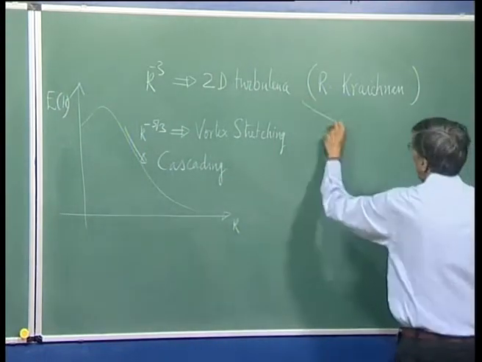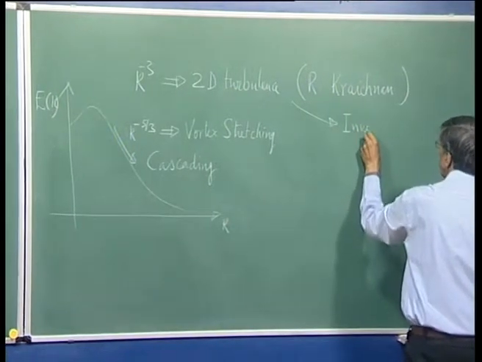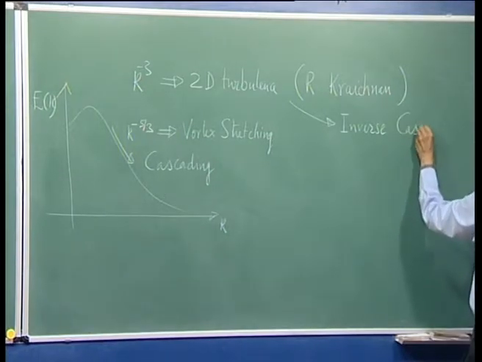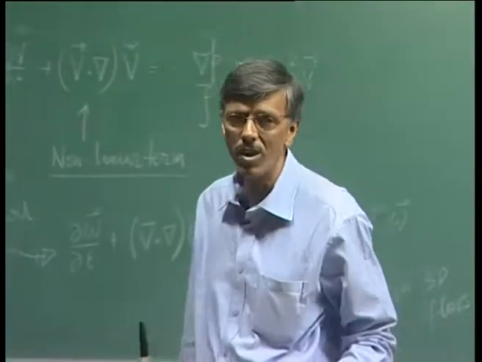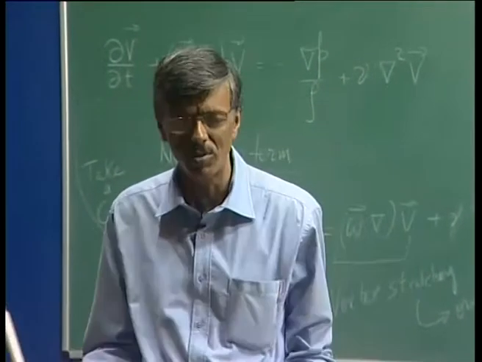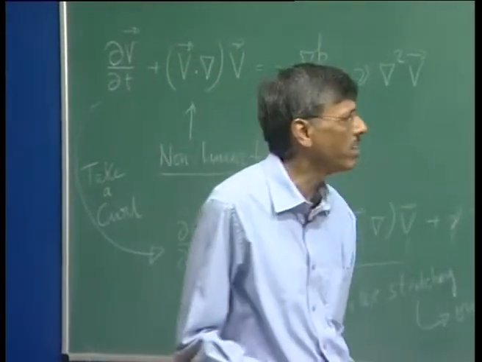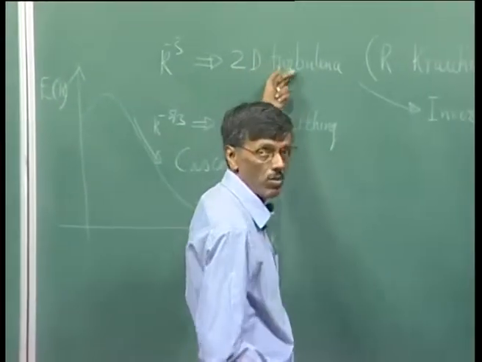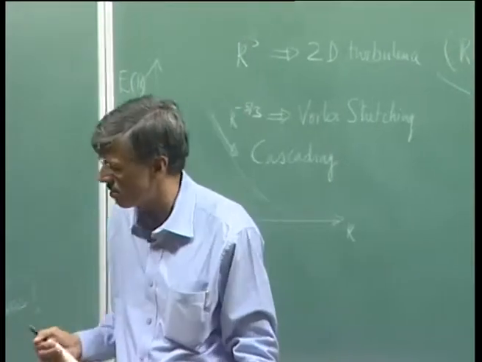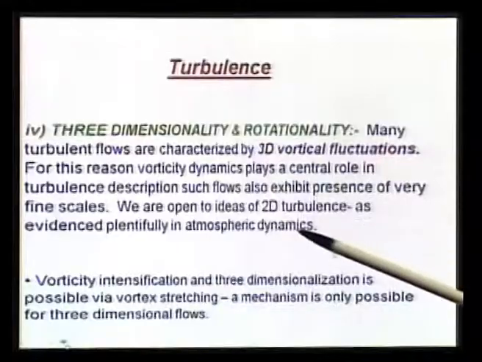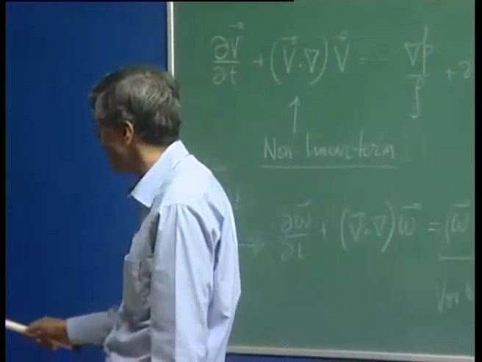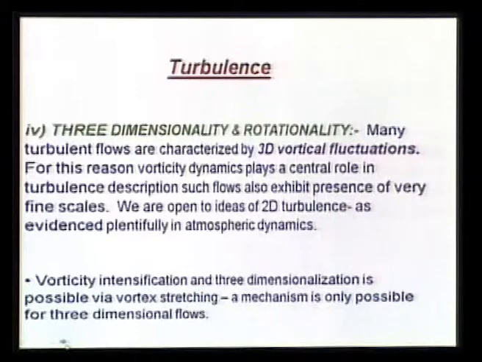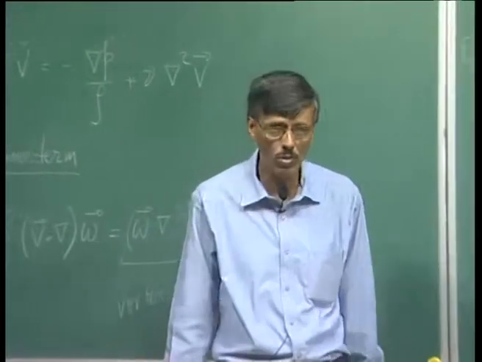But 2D turbulence displays what is called inverse cascade. See, conceptually, this picture is not difficult to visualize, because we have smaller eddies joining up together. It happens all the time. It's nothing very sacrosanct, but mathematically it was shown that when you have 2D turbulence, one of the attributes of that is, of course, this. That's why I specifically say that we are open to ideas of 2D turbulence, as evidenced plentifully in atmospheric dynamics. We'll show that. Vorticity intensification and three-dimensionalization is possible via vortex stretching. That's what we talked about, a mechanism that is possible only for 3D flows.